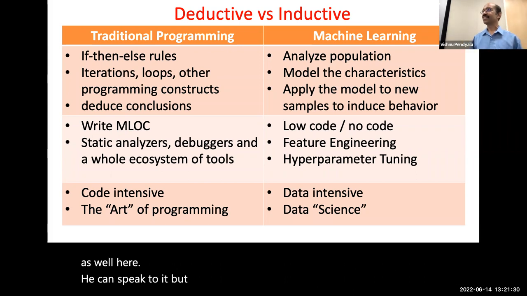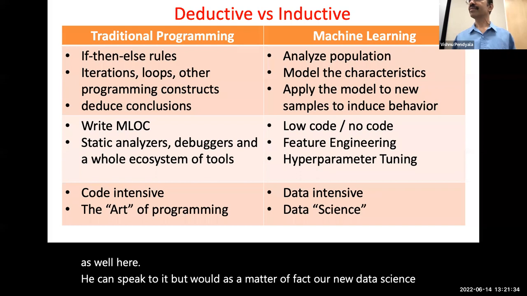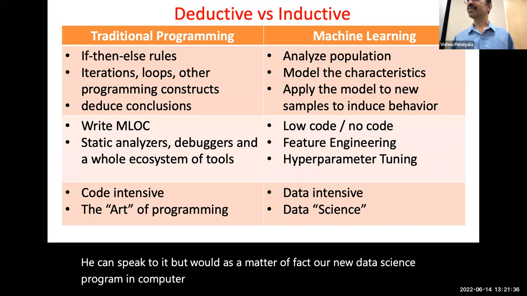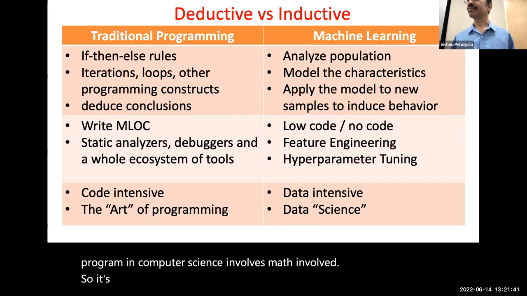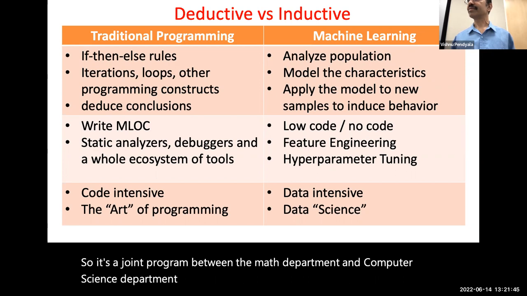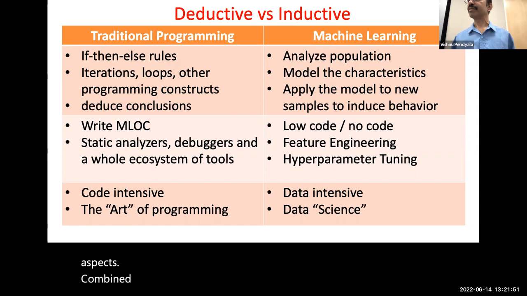Would you? As a matter of fact, our new data science program in computer science involves math. So it's a joint program between the math department and computer science department. And a little bit of engineering too. So it's all three aspects combined together. So math is very important.